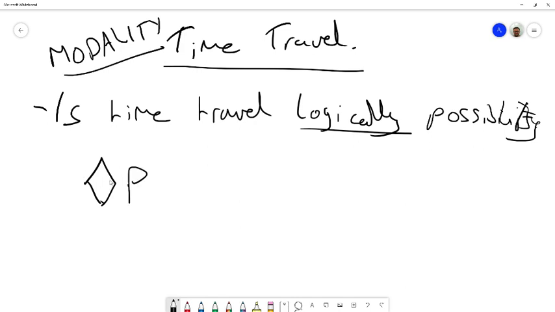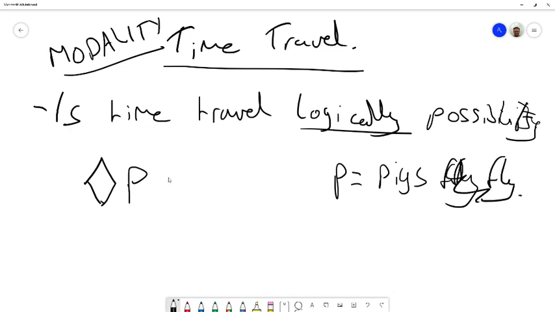So, possibly P, this diamond is to be read as possibly. If we have P might be something like pigs fly, that would say possibly pigs fly. And it means something like it could be that pigs fly, or it's possible that pigs might have flown. It's not actually the case that pigs fly, but it could have been that pigs fly. So that's to say, there is a way the world could have been where there were flying pigs. And that's what that represents there.